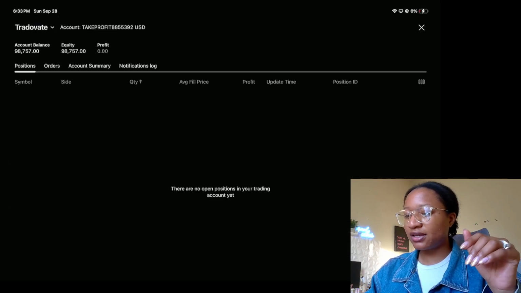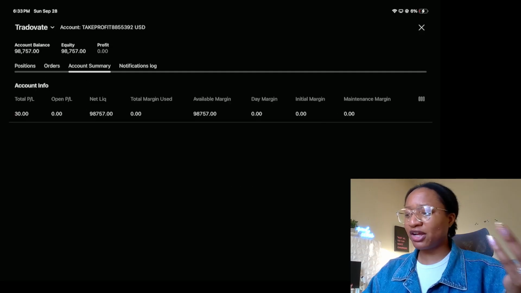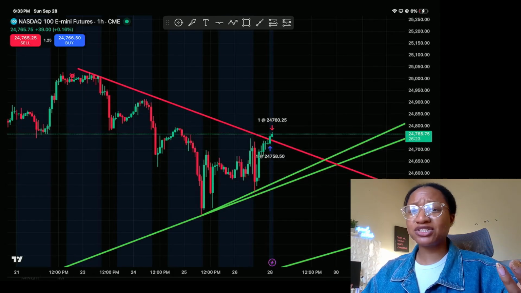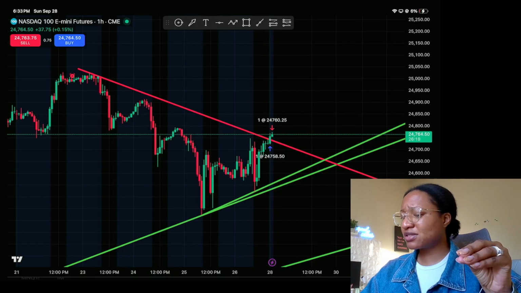See my account, it's down. I got $30 out of that. It went all the way up to 150 actually, but I was like, let me just exit this trade because I don't think it's good.